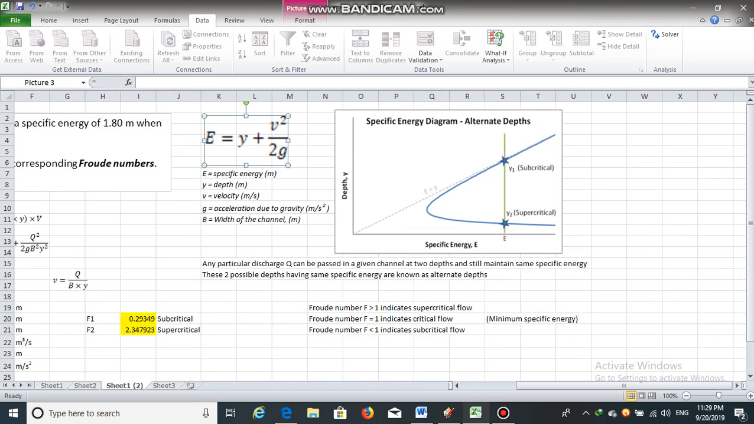This is the specific energy diagram. As you can see, there are two depths, subcritical depth and supercritical depth. They are called alternate depths. They have the same specific energy. Any particular discharge Q can be passed in a given channel at two depths and still maintain the same specific energy.